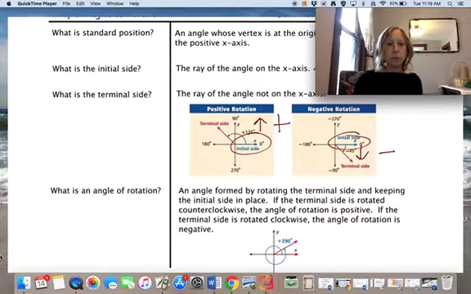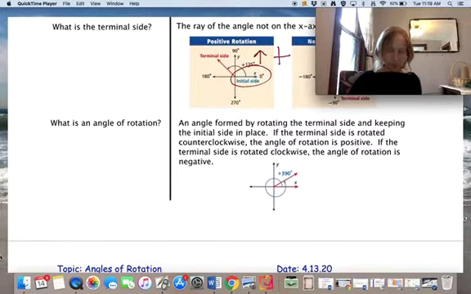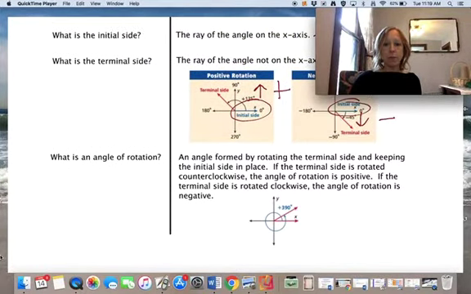Last vocabulary word here is what is an angle of rotation? It is an angle formed by rotating the terminal side and keeping the initial side in place. If the terminal side is rotated counterclockwise, the angle of rotation is positive. If the terminal side is rotated clockwise, the angle of rotation is negative. So all these pictures you've seen right here on this screen have all been examples of angles of rotation. It's just when we start right here on this positive x-axis and then we create an angle from there.